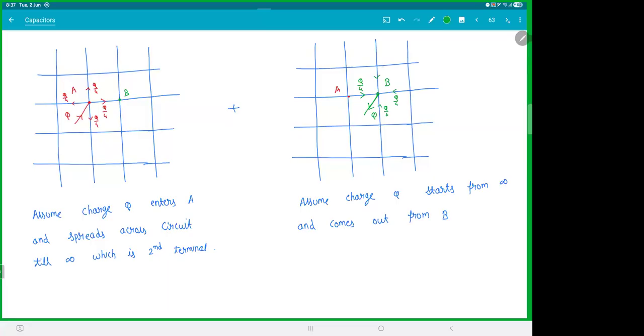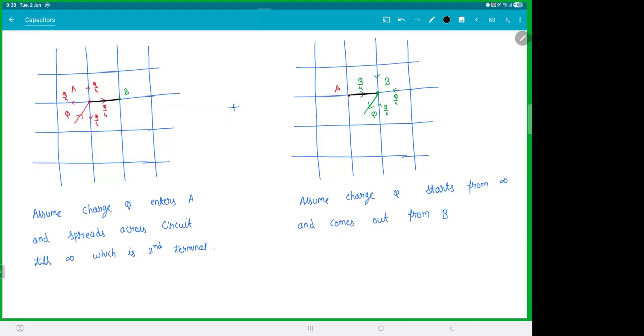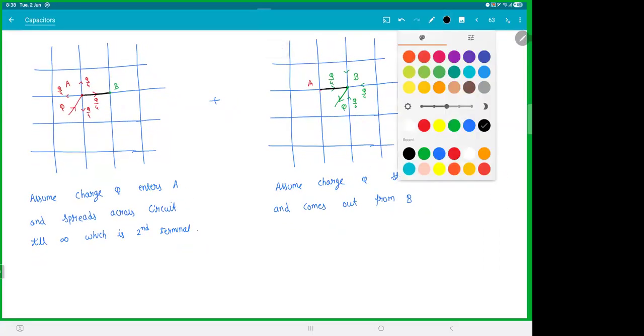Now, if I do both at the same time, meaning if I send charge through A and pull charge from B at the same time, what does the principle of superposition say? Look at this segment, okay? Look at this thing which I'm marking in black, the wire between A and B. If I do A and B together at the same time, the grid will look like this.